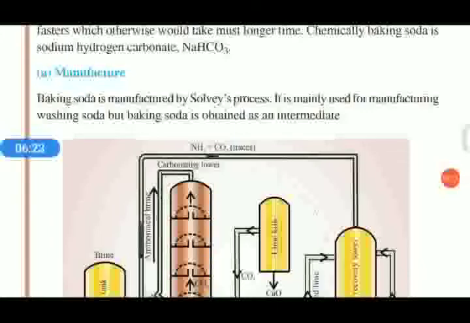A process known as the Solvay process is used to make baking soda. It is mainly used for manufacturing washing soda, but baking soda is an intermediate product. When we continue the Solvay process, we get washing soda. If we stop the process at the intermediate stage, we get baking soda.